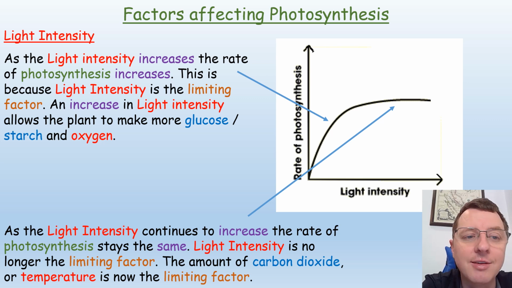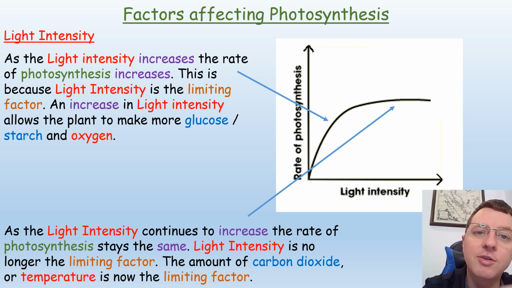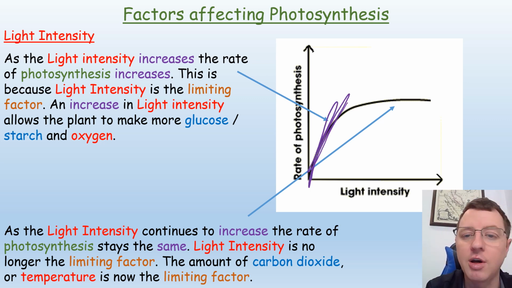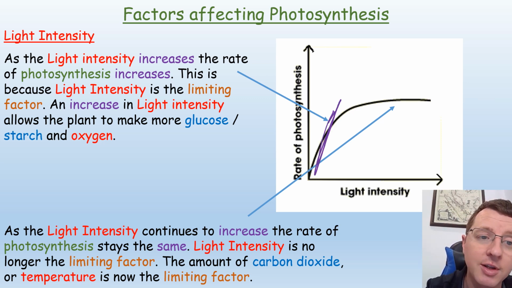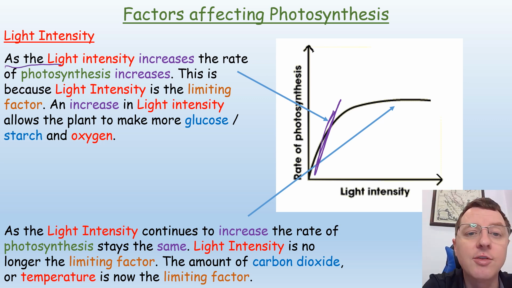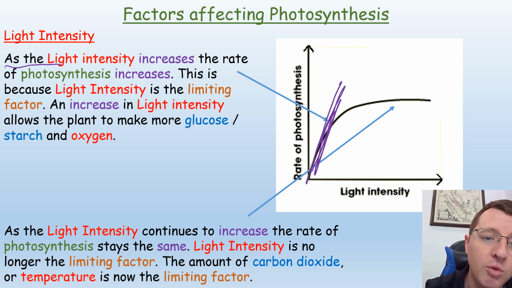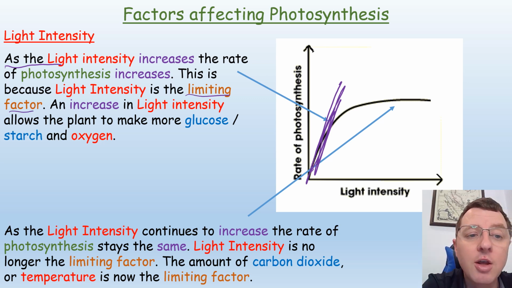So let's have a look at light intensity and how light intensity will affect the rate of photosynthesis. Well, as you can see, there's clearly two different sections to the graph. There's the first section here and then the second section here. And they have two different shapes, so we need to describe and explain them in two different ways. So this first section here, we say that as the light intensity increases, the rate of photosynthesis increases, and we can see that clearly, they go up. And this is because light intensity is the limiting factor. So as we increase light intensity, this allows the plant to make more glucose, more starch, more oxygen.